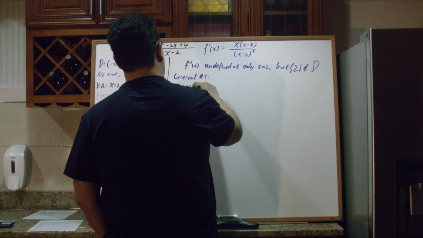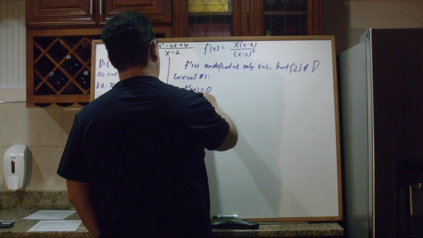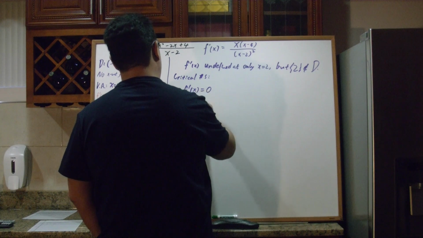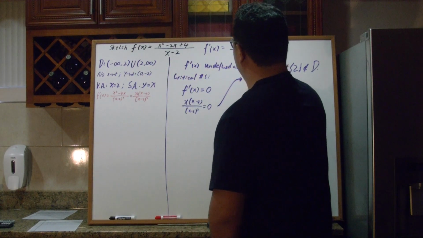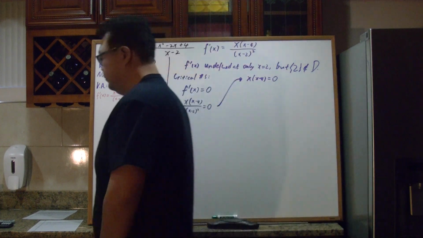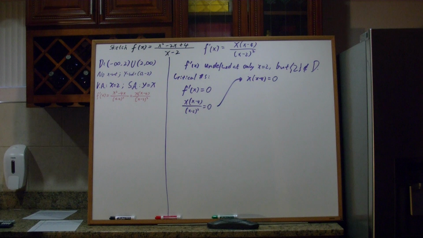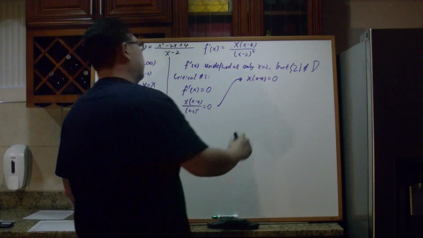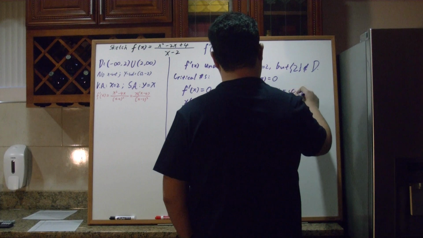Then finding critical numbers, just solve for f prime of x equal to 0. That the whole equation equal to 0 is what we need to do. And what we have is the only numerator. Right? For a rational function, the numerator equal to 0, that's good enough. And we get x equals 0 and x equals 4.